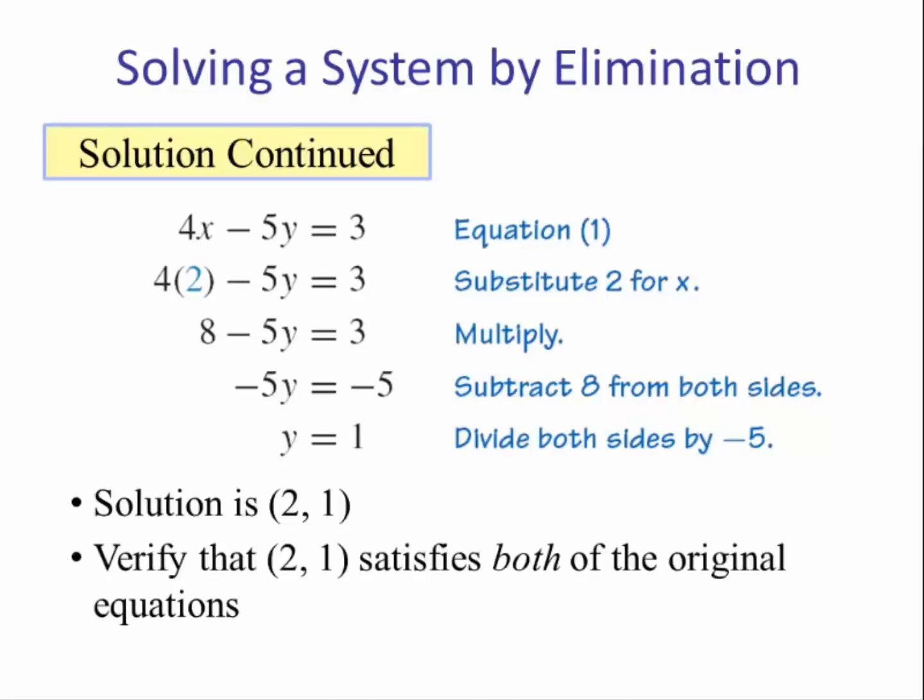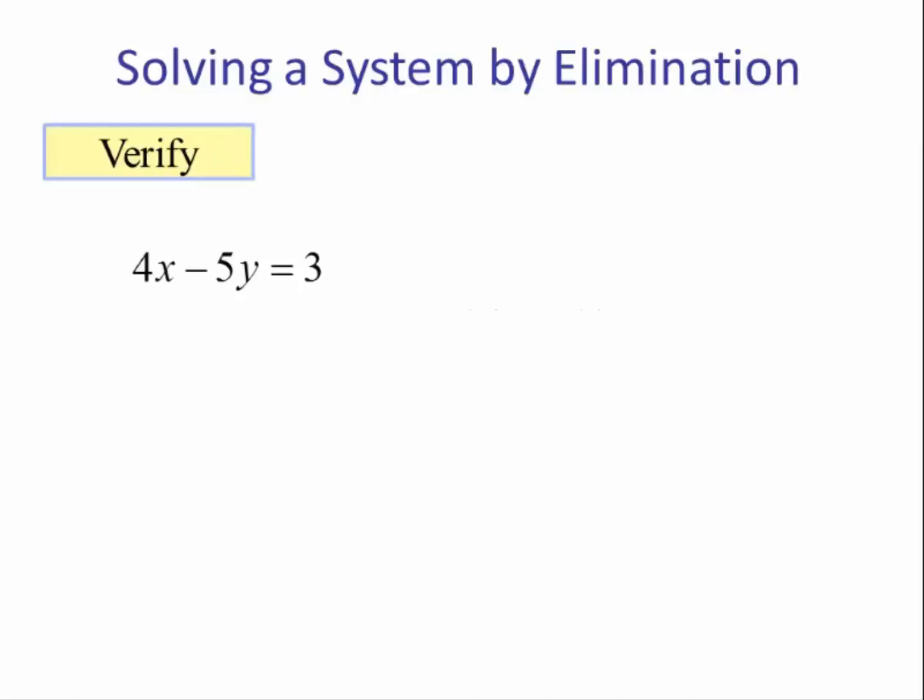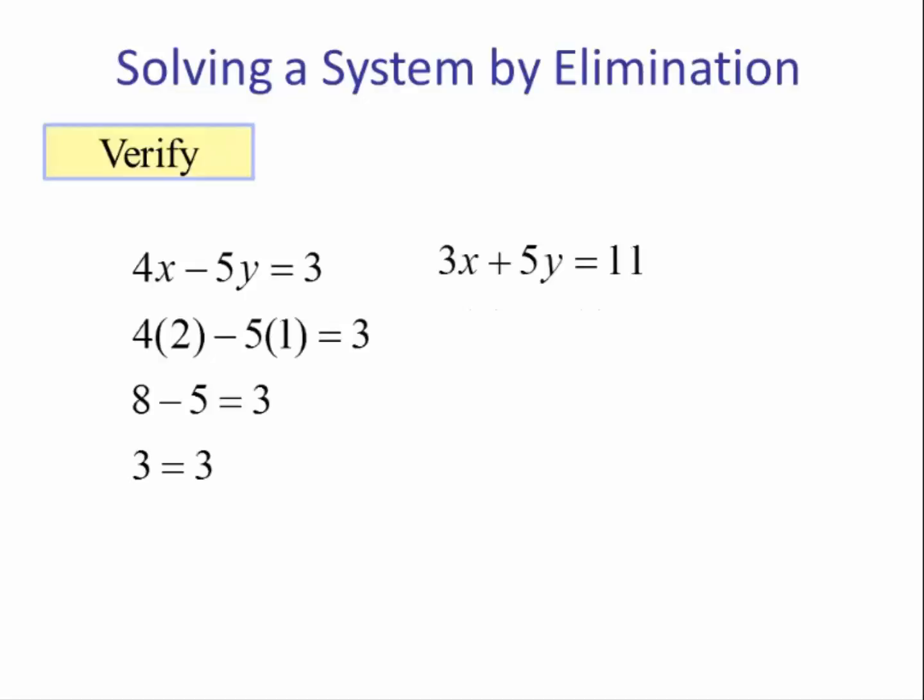To verify that (2, 1) is a solution, it needs to satisfy both the original equations. So for the first equation, 4 times 2 minus 5 times 1 should equal 3. That becomes 8 minus 5, which is 3. So the left-hand side equals the right-hand side. It checks. For the second equation, we have 3 times 2 plus 5 times 1. That should equal 11. Multiplying before we add, we have 6 plus 5, and of course, that equals 11. So we have verified that (2, 1) is a solution to this system.